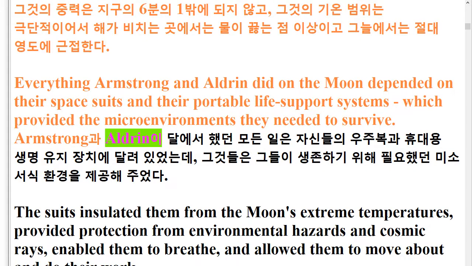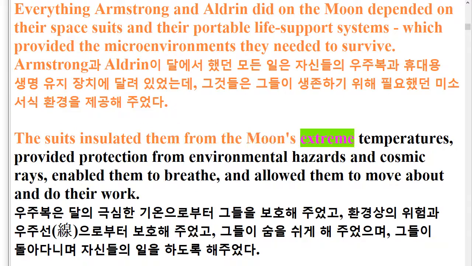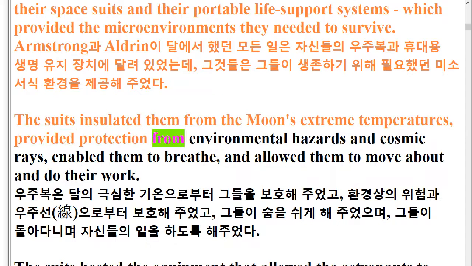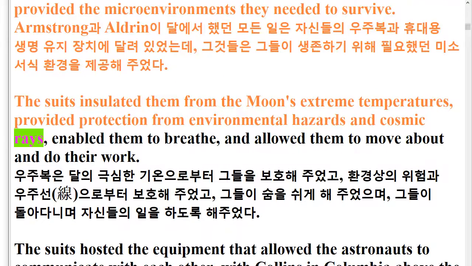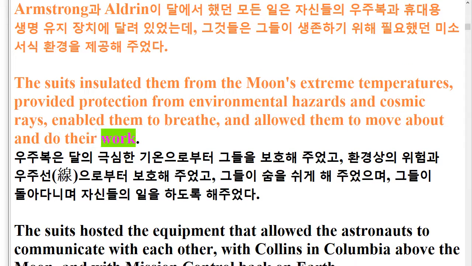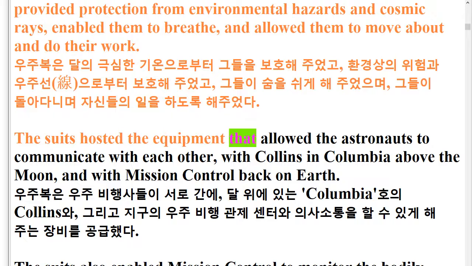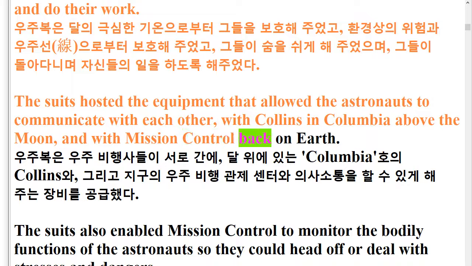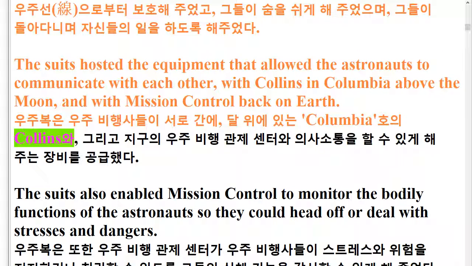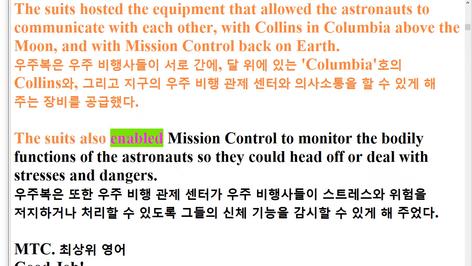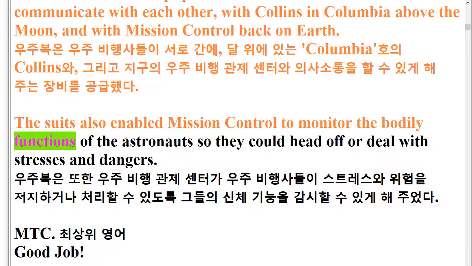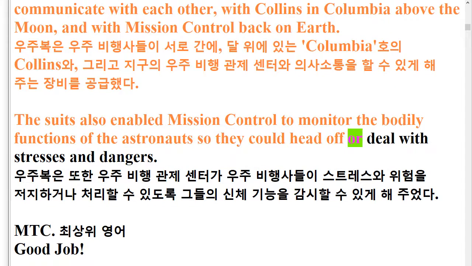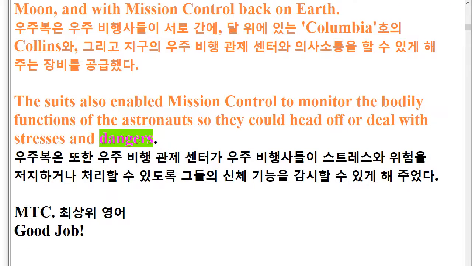The suits insulated them from the Moon's extreme temperatures, provided protection from environmental hazards and cosmic rays, enabled them to breathe, and allowed them to move about and do their work. The suits hosted the equipment that allowed the astronauts to communicate with each other, with Collins in Columbia above the Moon, and with mission control back on Earth. The suits also enabled mission control to monitor the bodily functions of the astronauts so they could head off or deal with stresses and dangers.